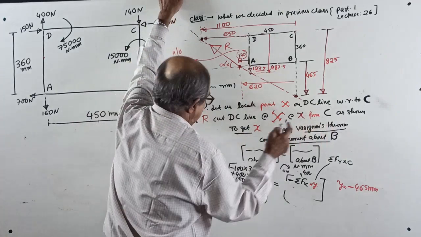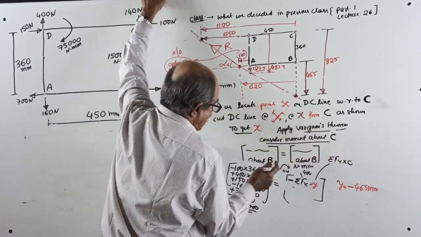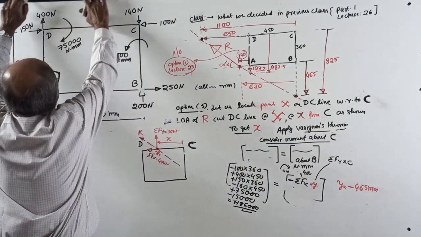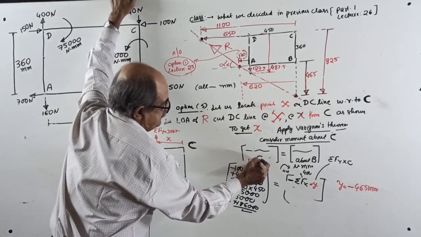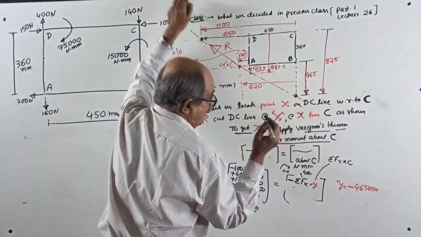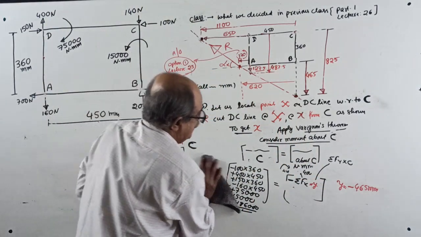Apply Varignon's theorem. Now moment should be about the point C. The algebraic sum of moment of the given force system about the point C equals the moment of the resultant about the same point. Moment will change. No problem.